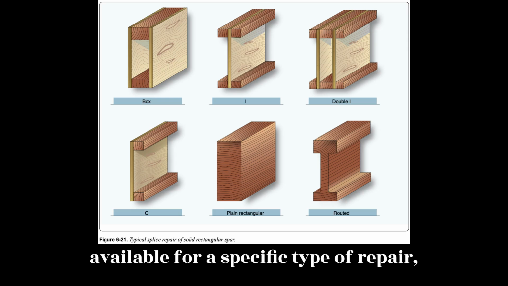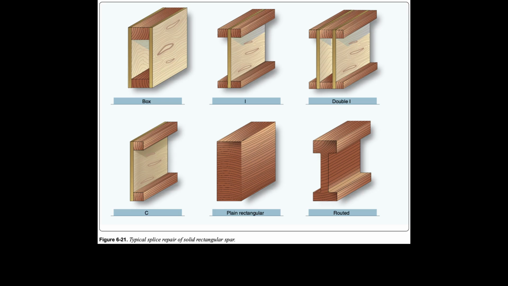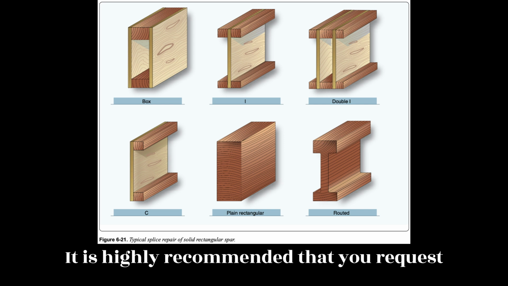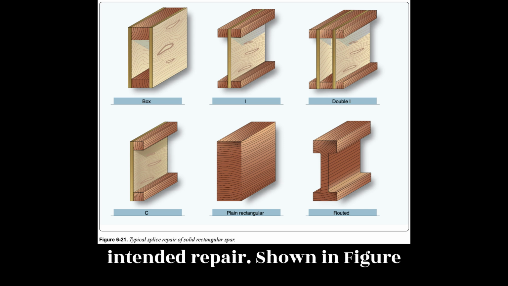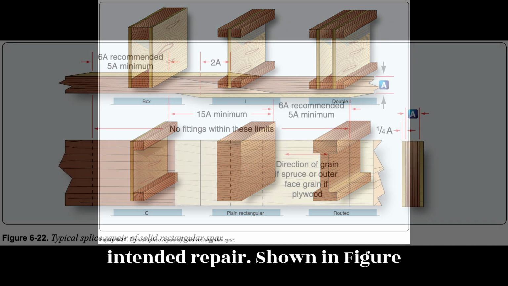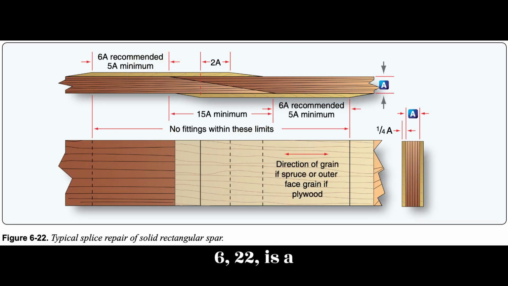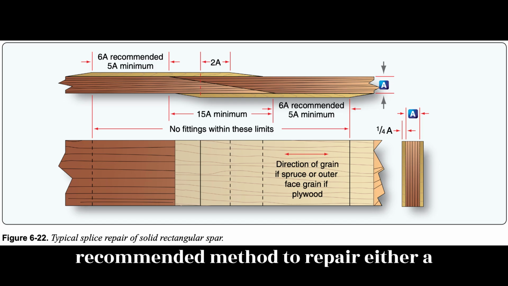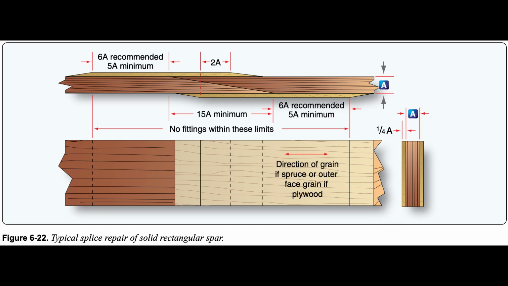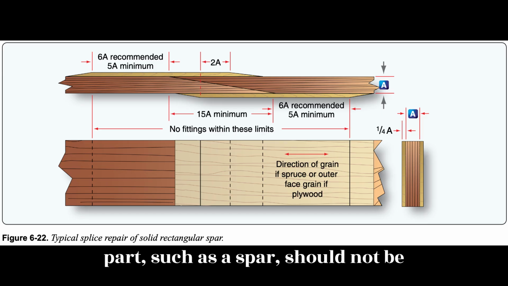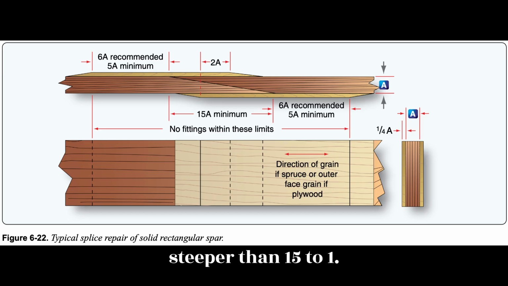If instructions are not available for a specific type of repair, it is highly recommended that you request appropriate engineering assistance to evaluate and provide guidance for the intended repair. Shown in Figure 6.22 is a recommended method to repair either a solid or laminated rectangular spar. The slope of the scarf in any stressed part, such as a spar, should not be steeper than 15:1.